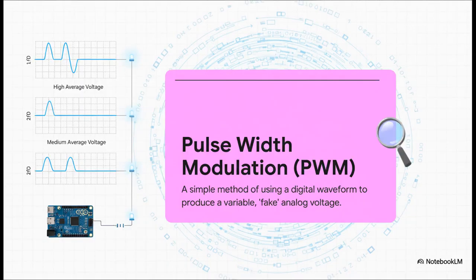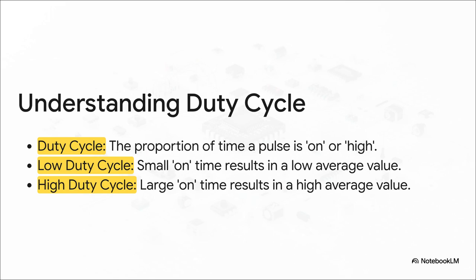The answer is this really clever trick called pulse width modulation, or PWM. Since a digital pin can't output a half-wave voltage, we just fake it. We switch the pin on and off thousands of times a second incredibly fast. By changing how long it's on versus how long it's off, we can simulate an average voltage. It's a brilliant little piece of engineering that lets a digital brain have analog-style control. The key idea behind all of this is something called the duty cycle.